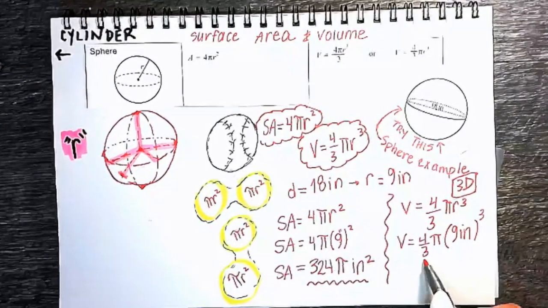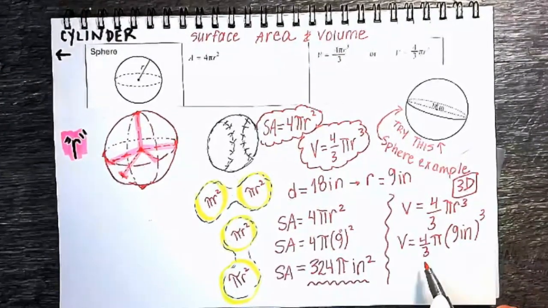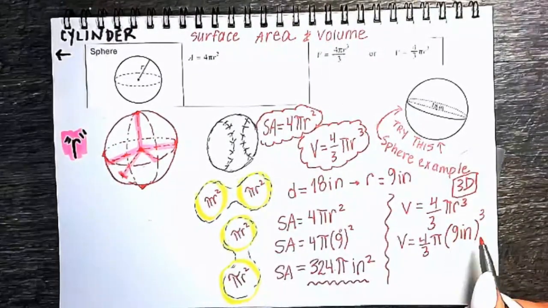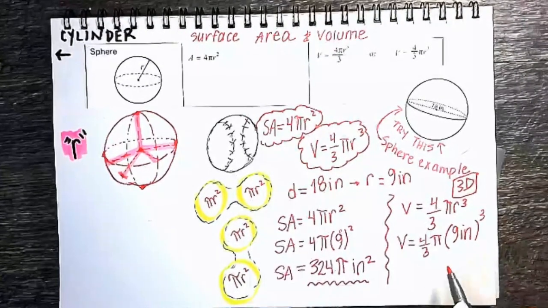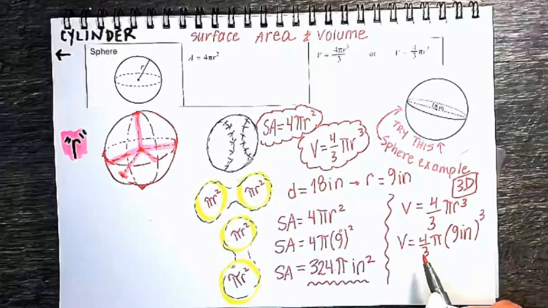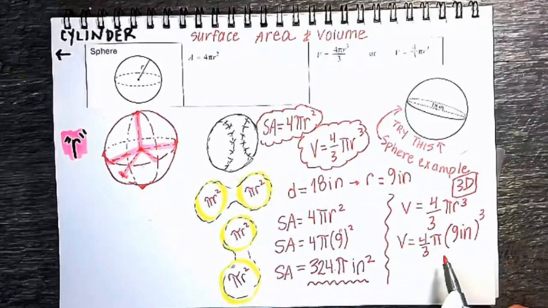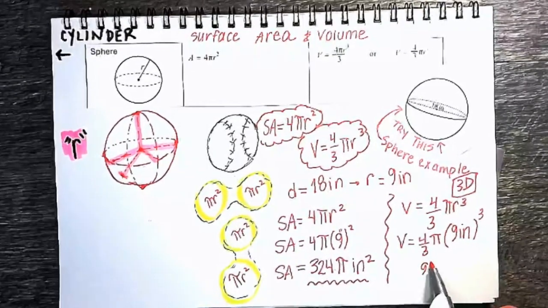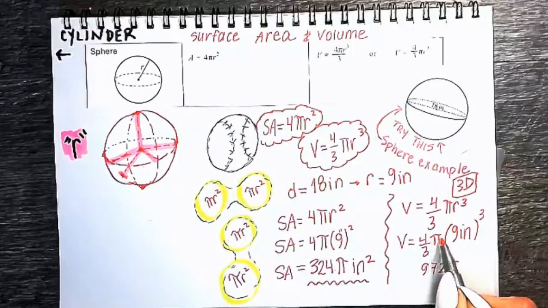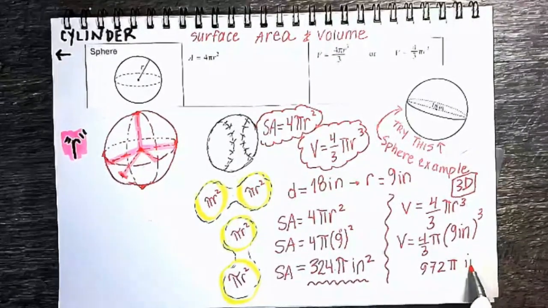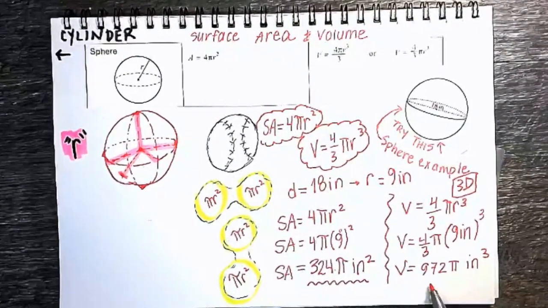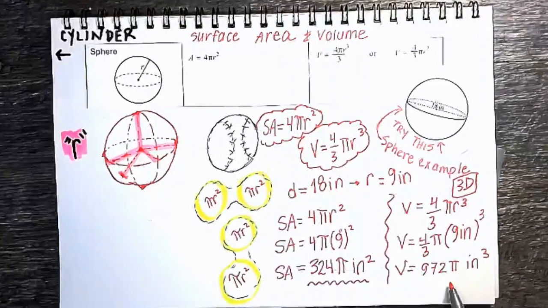Now, if I divide by 3, I could have really crossed out a 3 from the beginning and made it 9 times 9 times 3. If I had done that, I would have gotten 243, but then I still have to multiply by 4. If I multiply by 4, I will get 972 pi. The pi's not cubed. Inches is though, so inches times inches times inches is inches cubed. The volume of this sphere is 972 pi inches cubed.